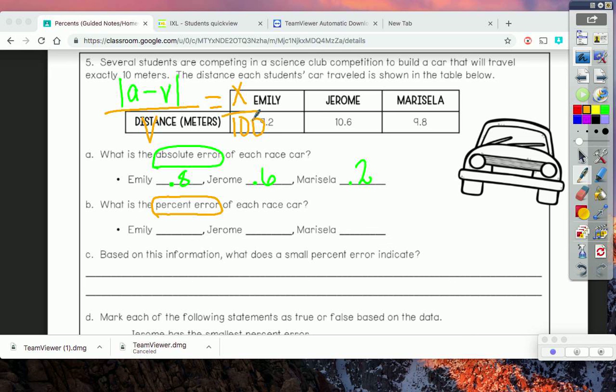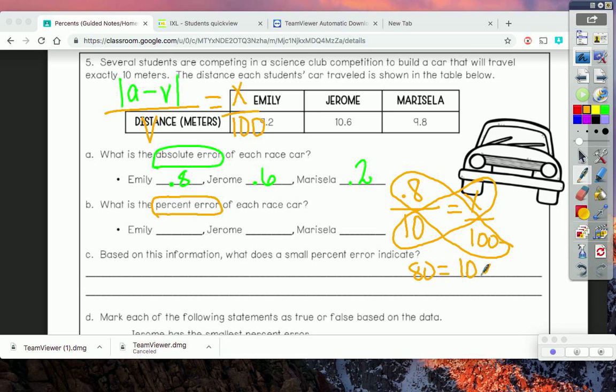So for Emily, what was her absolute error? 0.8. You're going to put 0.8 over what was the correct amount? 10. And we're going to change that into a percent. Now, if you know how to move your decimal, that's fine. If not, you can always use this equation. So if we were to cross multiply, 0.8 times 100 is what? 80. Cross multiply here. That will give us 10x. And 80 divided by 10 is what? So that is 8%. Okay?